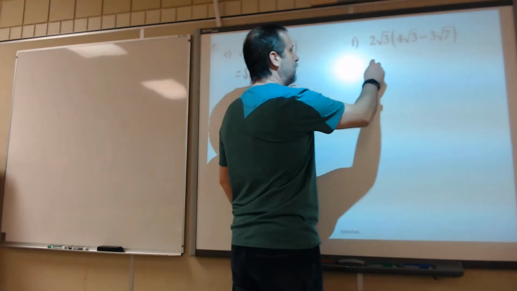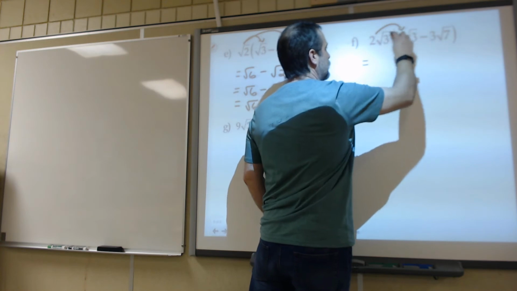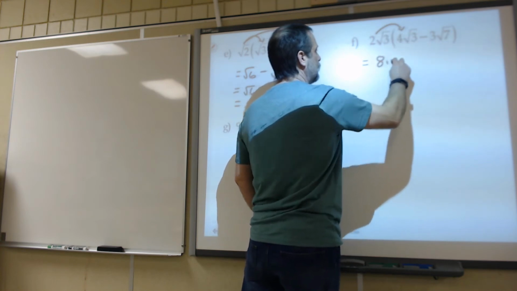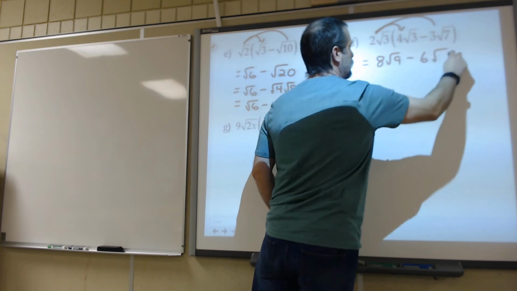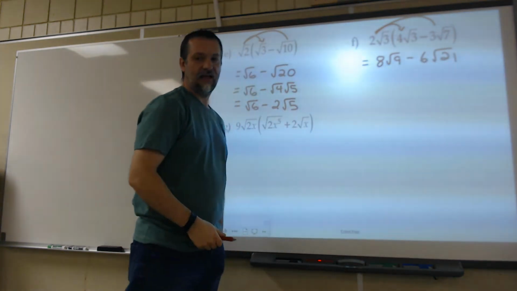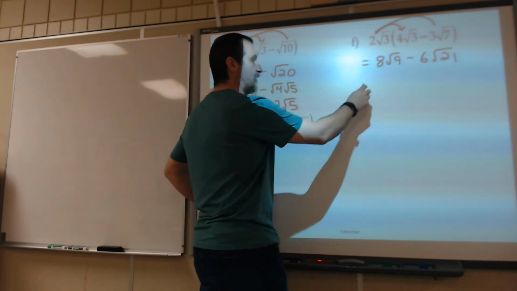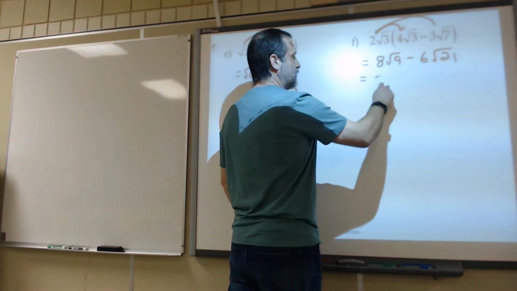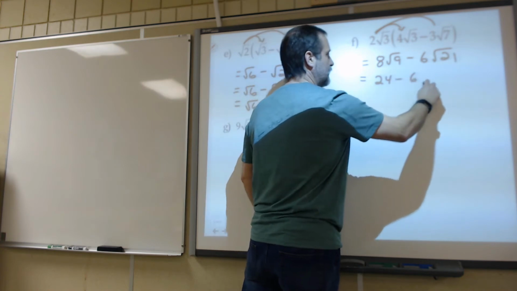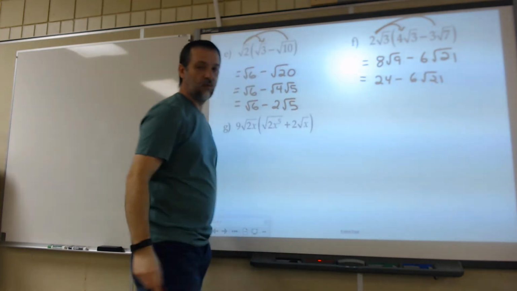This one here, we're just taking distributive: 8 root 9 minus 6 root 21. And again, I like doing this because I find it easier and I don't lose that 3. So this becomes 24 minus 6 root 21.